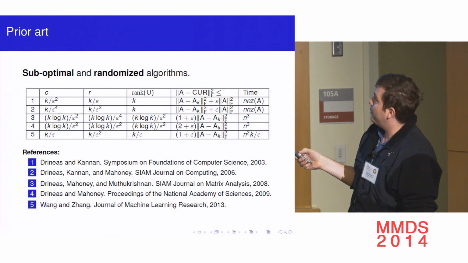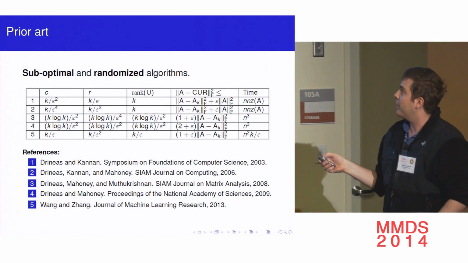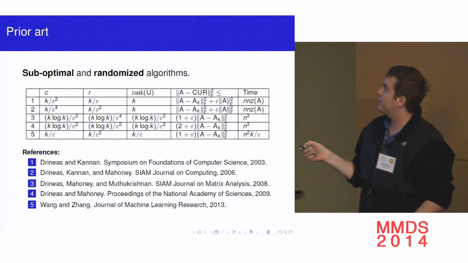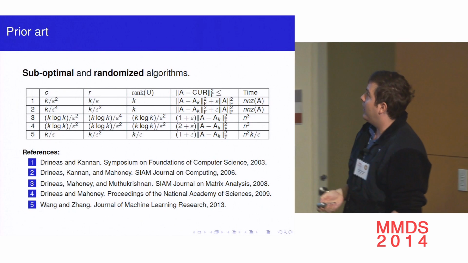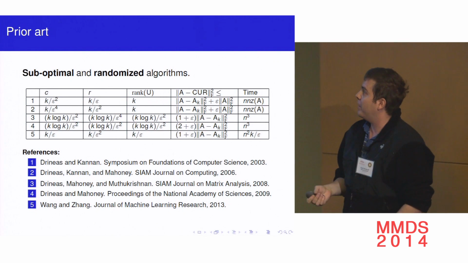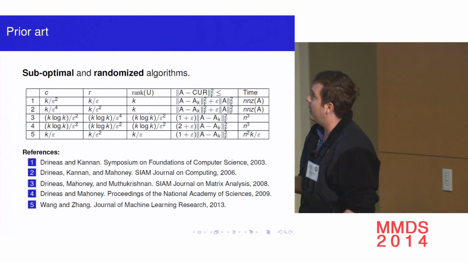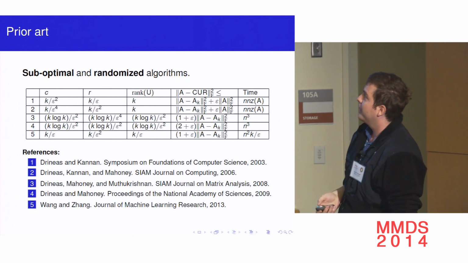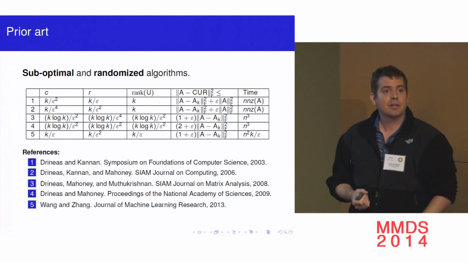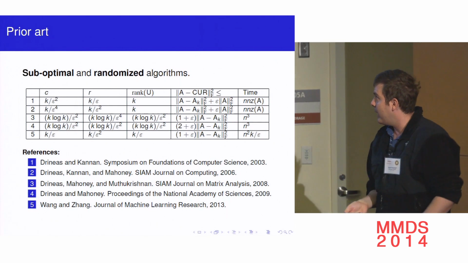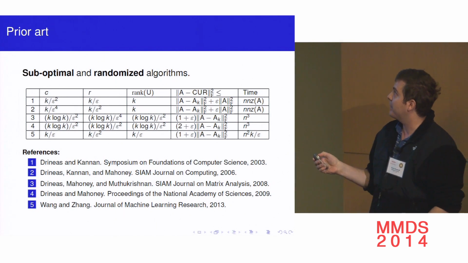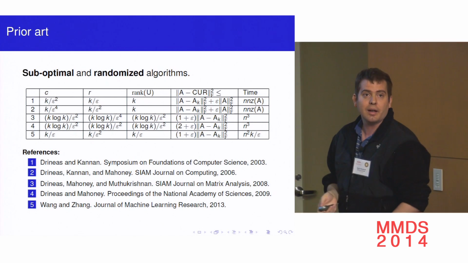So they were able to improve the number of rows to k log k over epsilon squared at the cost of a 2 plus epsilon instead of a 1 plus epsilon approximation. And finally, the state of the art prior to this work was a work of Wang and Zhang, which achieved k over epsilon columns, k over epsilon squared rows, and rank k over epsilon. And its running time is faster than the SVD, so n squared k over epsilon.